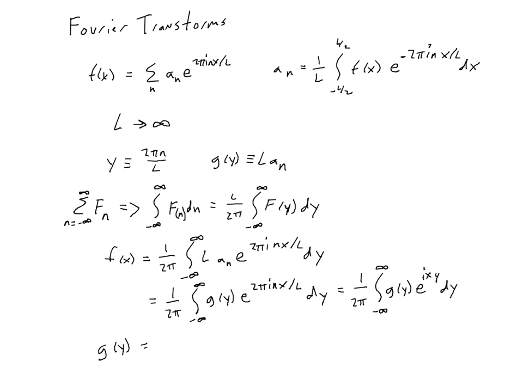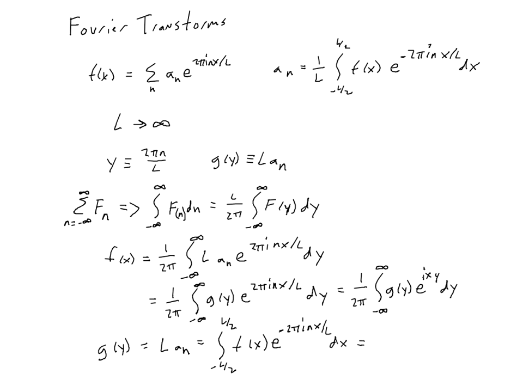So the g of y is just simply equal to L a sub n, and the L a sub n comes from this integral. So that's equal to the integral from minus L over 2 to L over 2. We multiply through by the L. And then we have f of x e to the minus 2 pi i n x over L dx.